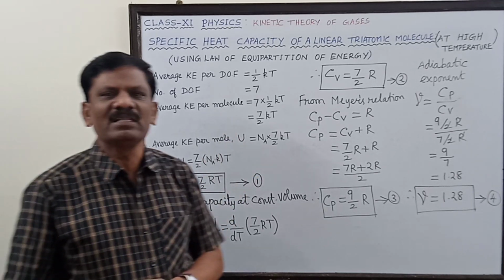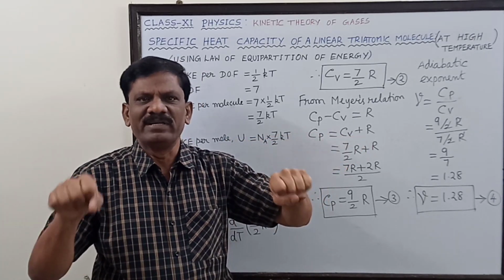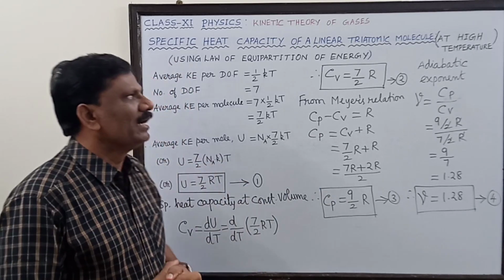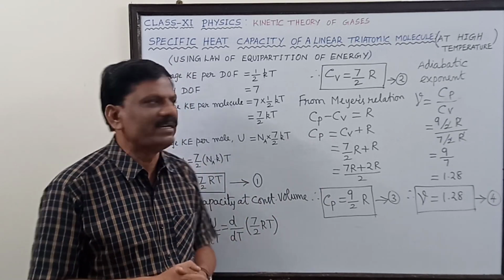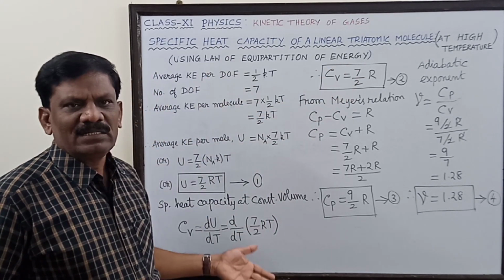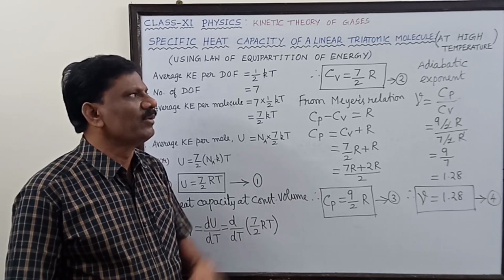Now imagine if three atoms are joined along the same line, similar to a dumbbell structure. So it is also called a linear triatomic molecule. For example, we can take carbon dioxide or carbon disulfide at a higher temperature. So it is similar to what we derived for a diatomic linear molecule at a higher temperature.